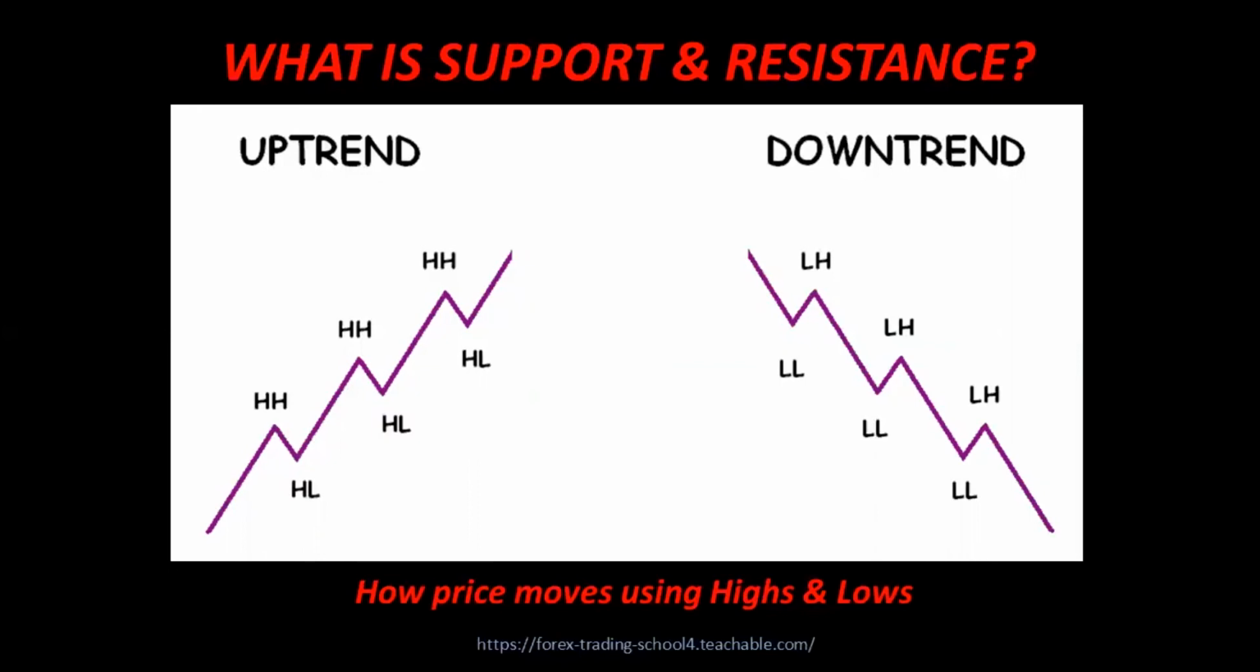And in a downtrend, we have a low, and then you have a high, and then a lower low, a lower high, lower low, lower high, and so on. So once you can identify this support and resistance using these highs and lows, or they're also known as peaks and valleys, it's going to help you to understand how the market moves.